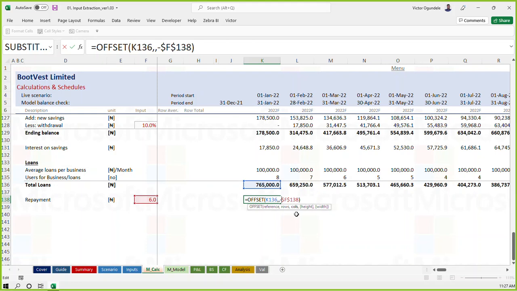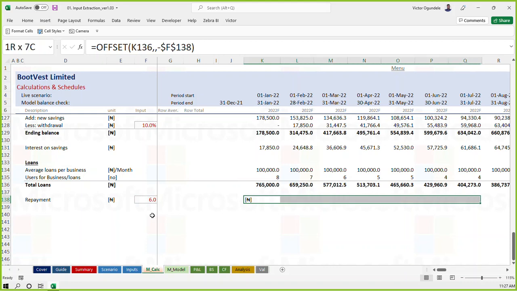So minus, let me put it in brackets for now. Right? Or should I do that again? So equal to offset. It should start from here, comma. How many rows do we want? We don't need it to move through rows. Everything is on a straight row. Then for the columns, we just want it to give us minus our reference number. Close the brackets and press enter.